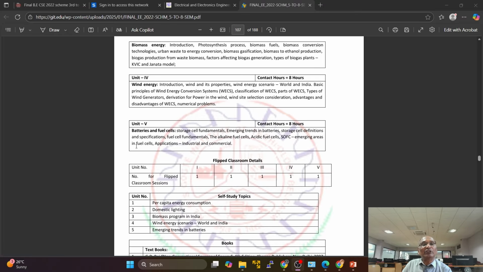Now coming to the last unit, which deals with energy storage devices. Fundamentals of batteries we can use as energy storage, or we can use emerging trends in batteries. Similarly, fuel cell fundamentals, alkaline fuel cells, acidic fuel cells. Similarly, what are the emerging areas in fuel cells and their applications for industry.